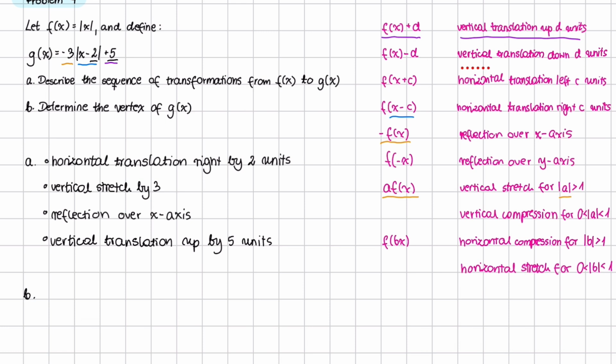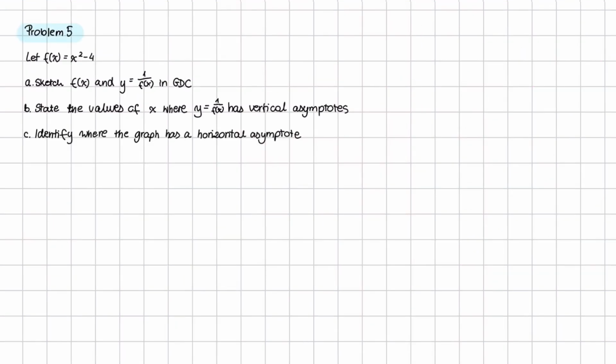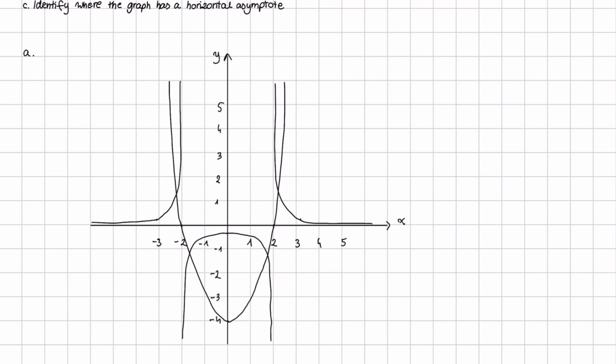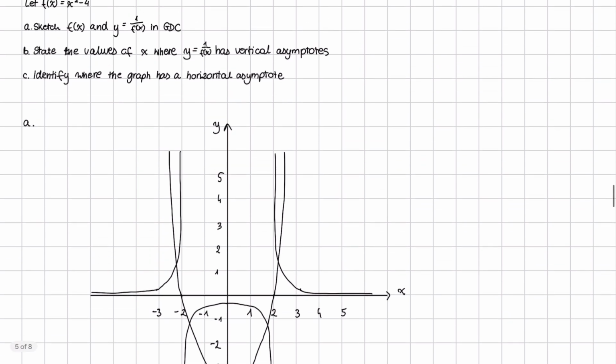So our vertex is (2, 5). Problem 5. Let f(x) = x² − 4. A: sketch f and y = 1/f(x) in GDC. So all we need to do at this point is type our functions into our GDC and then redraw them on the paper. So this is our graph of both functions. The parabola is our f, and the rest is this y = 1/f(x) function.